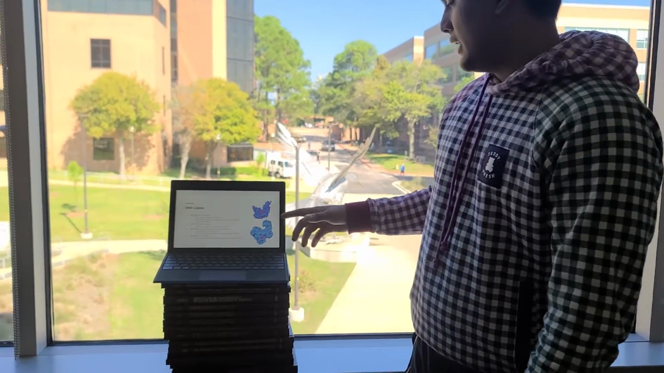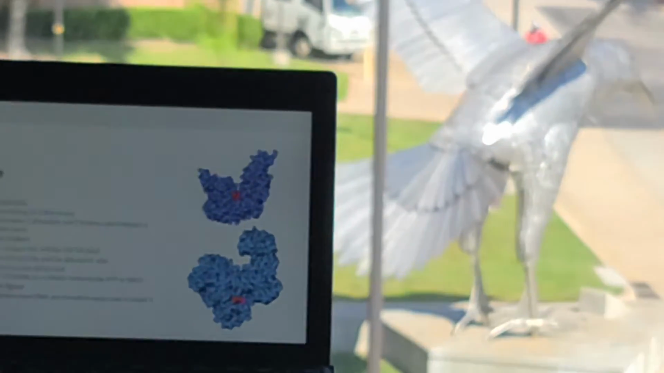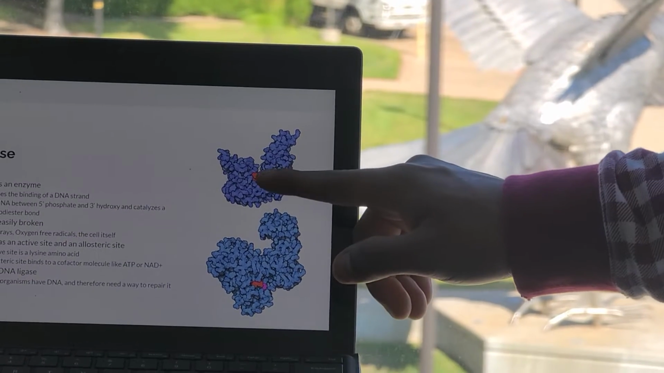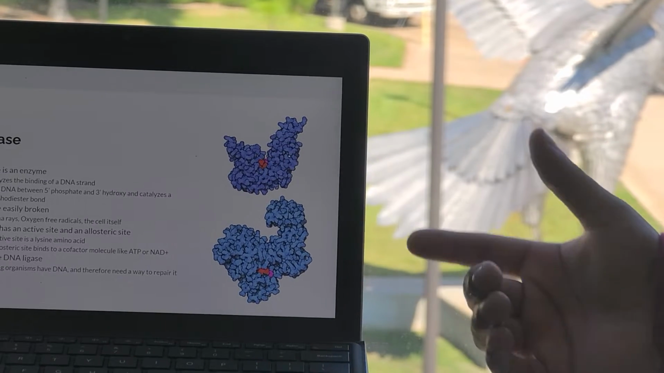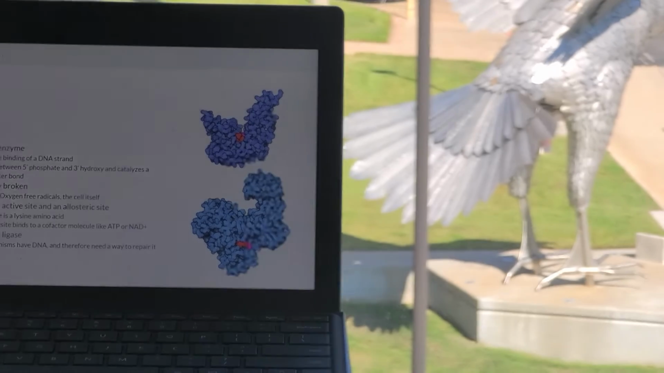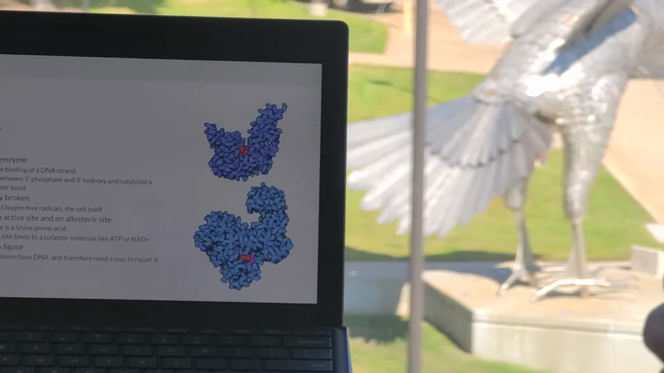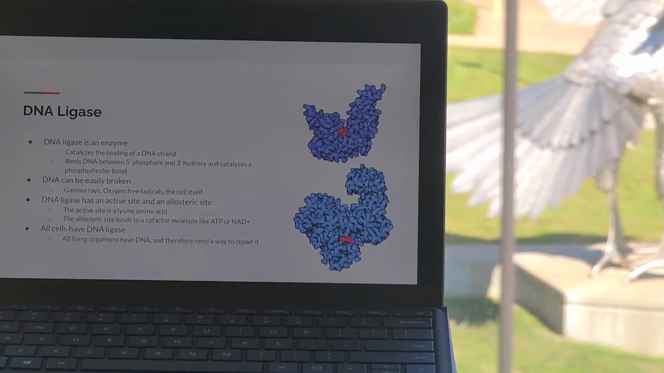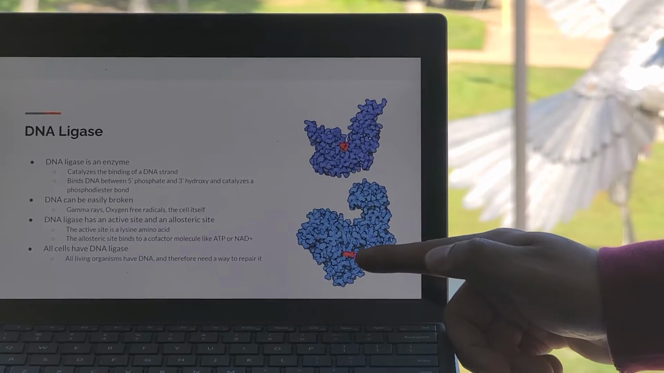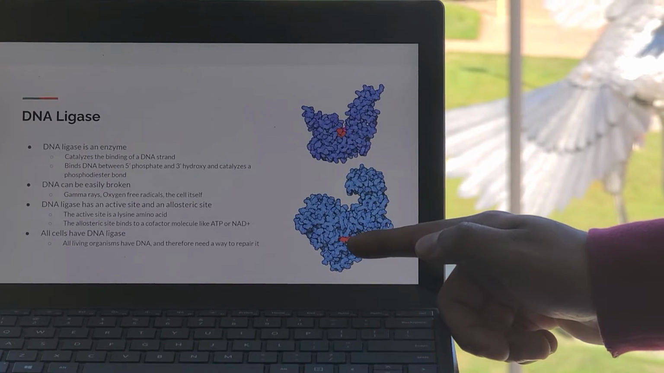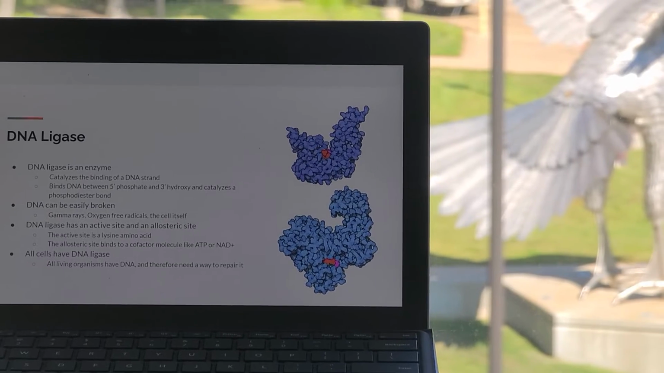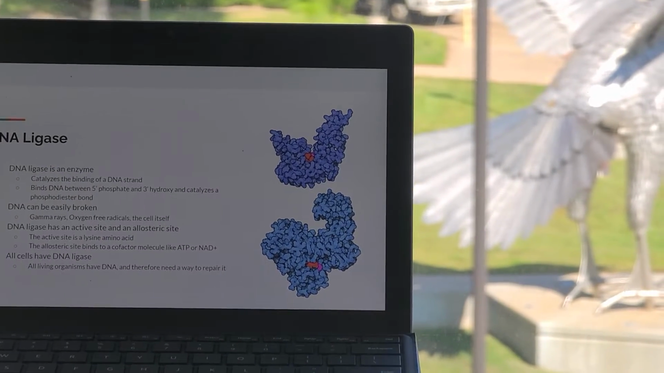So here I have two DNA ligase proteins. If you look a little here, you can see a little red dot. That red dot is the allosteric site of DNA ligase. Its cofactor molecule can be ATP or NAD plus, and then you also see the little pink molecule here, which is actually a lysine amino acid. That's its active site.